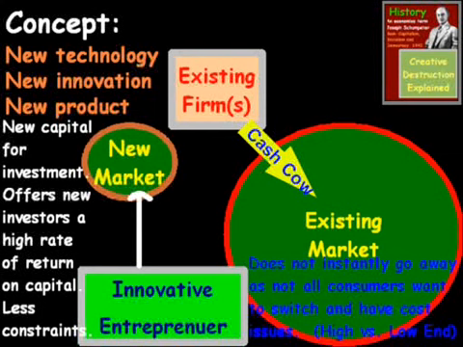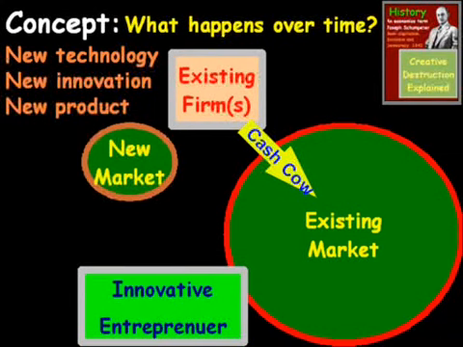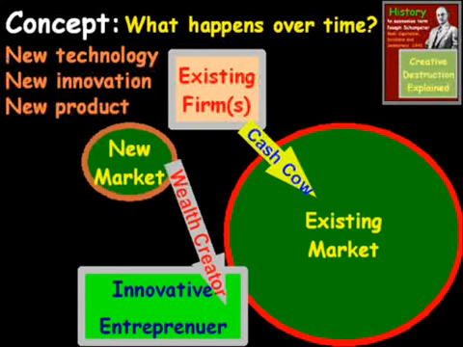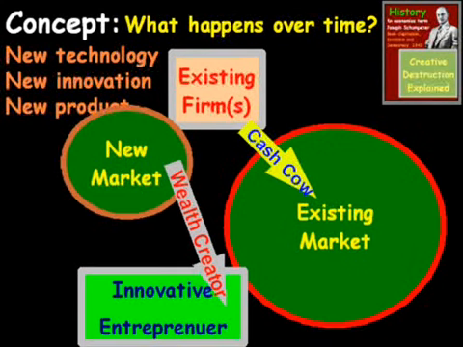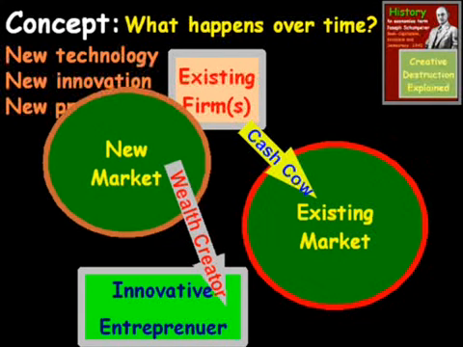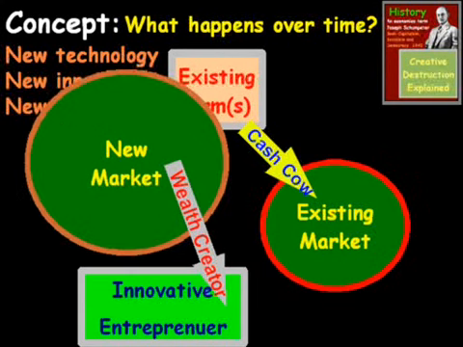However, the question is, what happens over time? And this is a gradual change. Well, let's take a look here. The innovative entrepreneur goes to the new market, and they meet the needs of the new market, and it becomes a wealth creator for them because it's growing at a high rate. While on the other hand, the existing market is slowly shrinking. So over time, the new market grows and gets bigger, while the existing market starts shrinking and starts shrinking more.